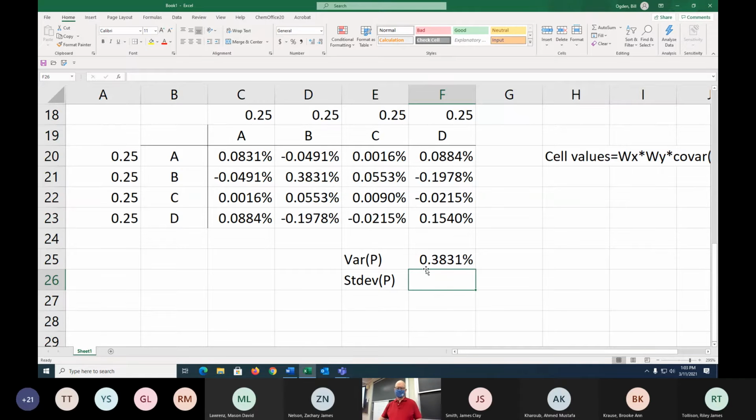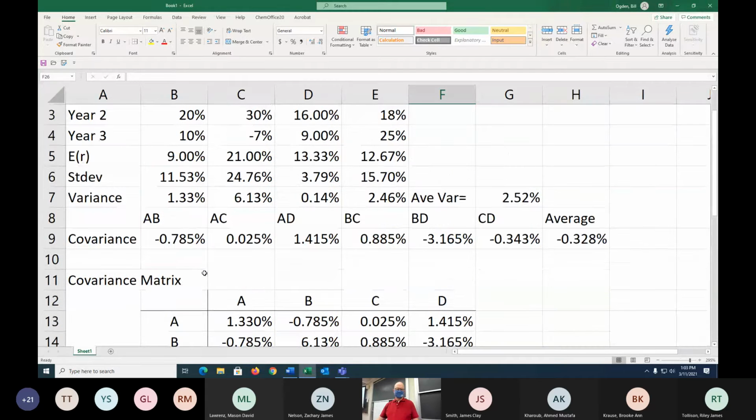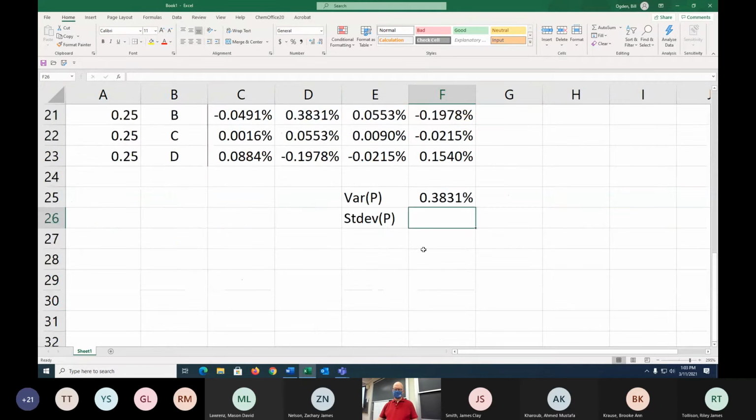It's just the what? So if we took up here, we took the standard deviation and squared it to get the variance. We're going to work that backwards now. We'll take the square root of the variance to find the standard deviation. So we're going to say equals this one, and we'll caret it to the 0.5. Change that to percent.